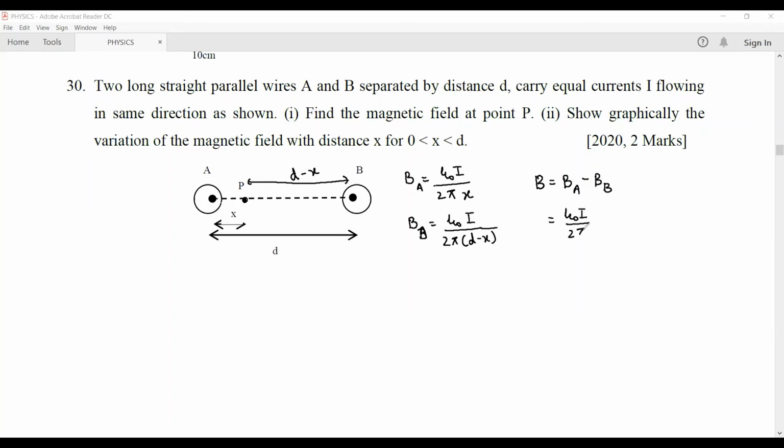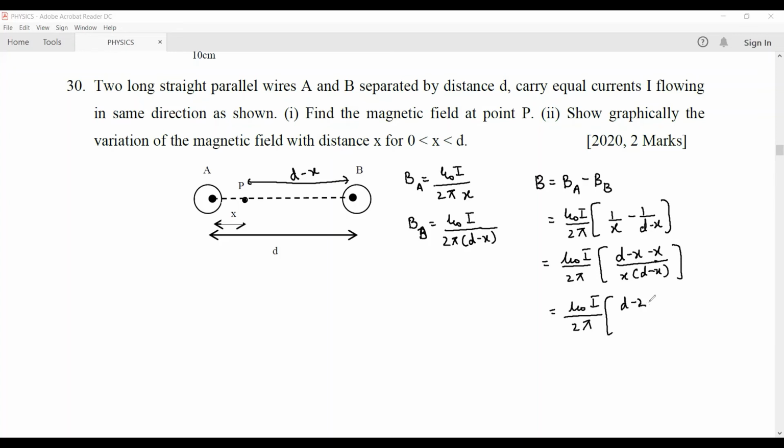Taking mu naught I upon 2 pi outside the bracket, and inside the bracket it would be 1 upon x minus 1 upon D minus x. Let's take the LCM. The denominator is x into D minus x, whereas the numerator will be D minus x minus x. So B is mu naught I upon 2 pi into D minus 2x upon x into D minus x, which is the expression of the magnetic field at the point P due to these two long current carrying wires.